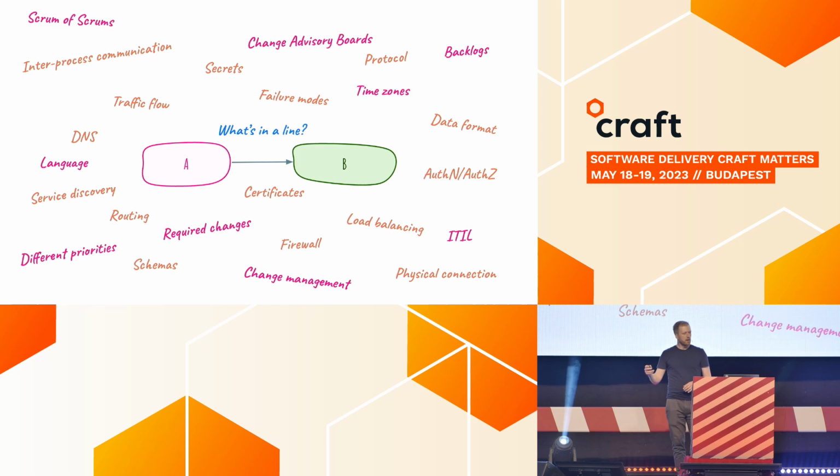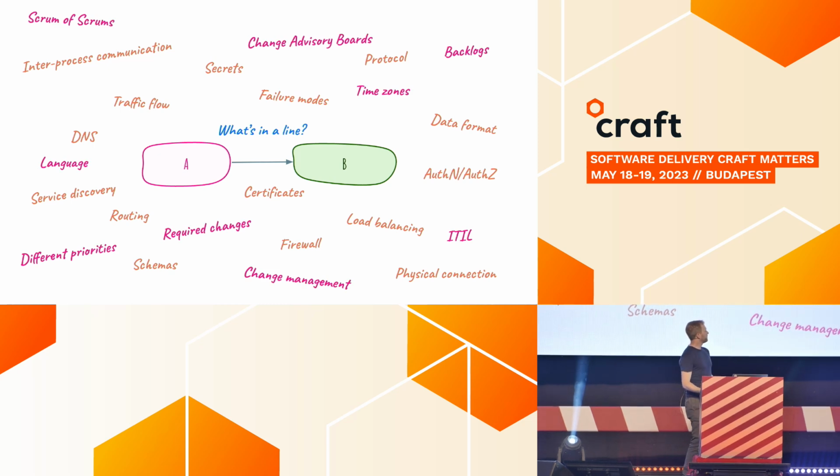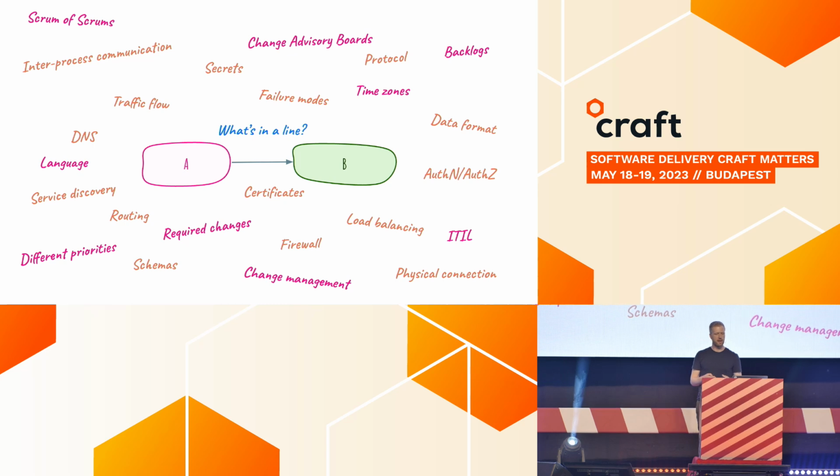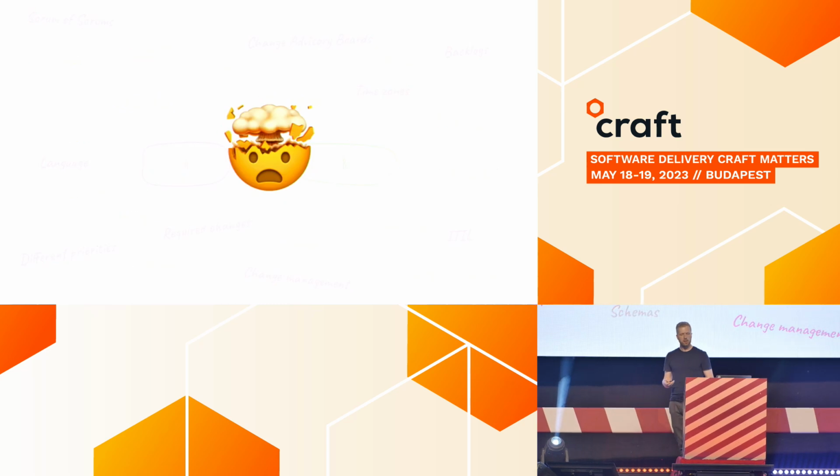Layer on top of that all of the social aspects too. That line represents change management processes, scrum of scrums, people going and presenting at change advisory boards to get permissions. There's a lot to consider here. That line's holding an awful lot of weight. So there's quite a big emphasis on thinking about this stuff up front. If you don't deliberately consider it, then you're going to have some issues.